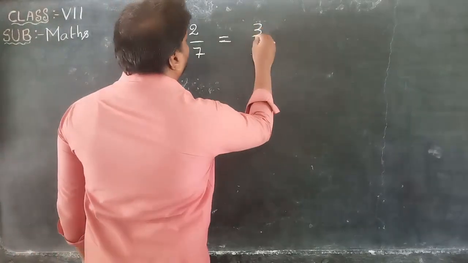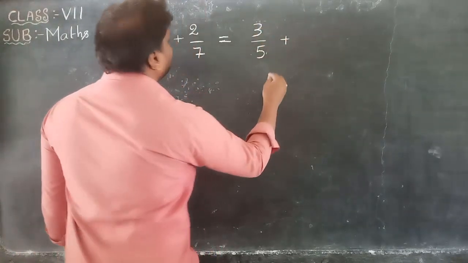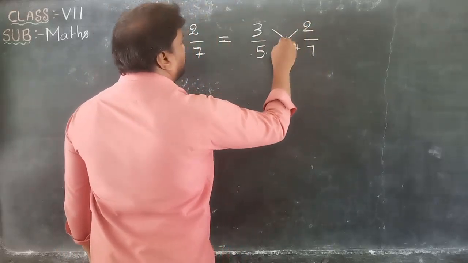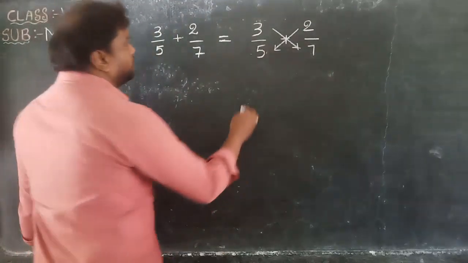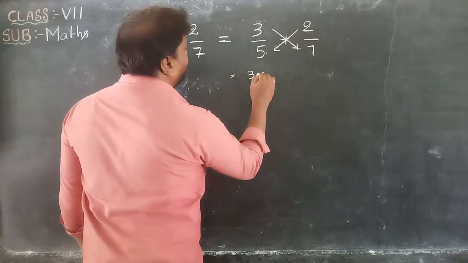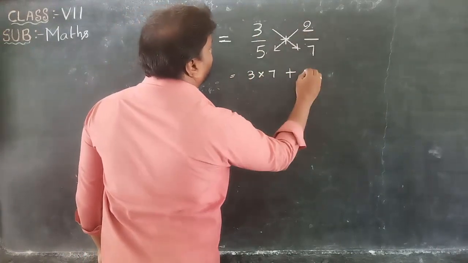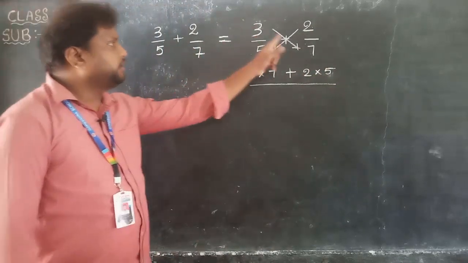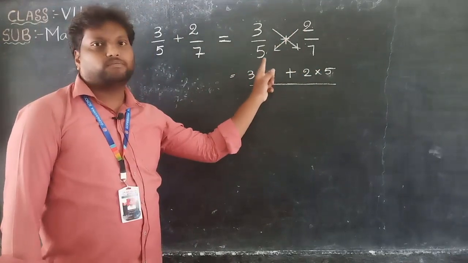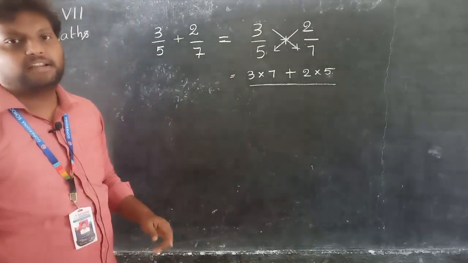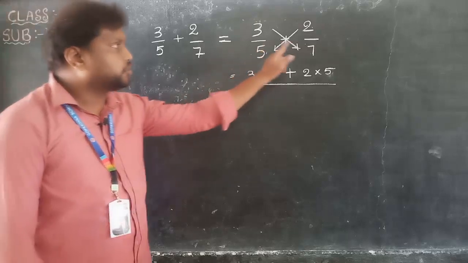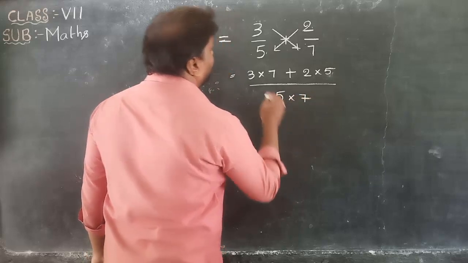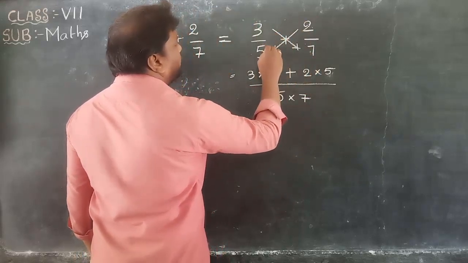I will write 3 by 5 plus 2 by 7 like this. It means 3 into 7 plus 2 into 5. Don't be confused. 3 into 7 plus 2 into 5. Next, what about the denominator? The two denominators should also be multiplied, meaning 5 into 7. So, 3 into 7 plus 2 into 5 by 5 into 7.